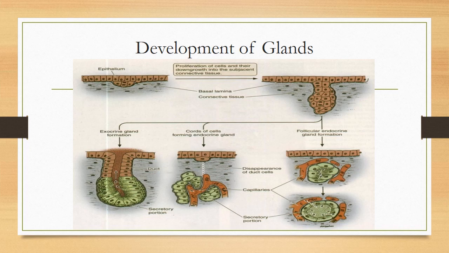Now the endocrine glands detach from the surface. They do not require a duct to transport their secretions, and they develop blood vessels around them which transport their secretions to distant areas. You can see here the follicles of the endocrine gland formation, with the simple glandular parenchyma inside surrounded by the capillaries.